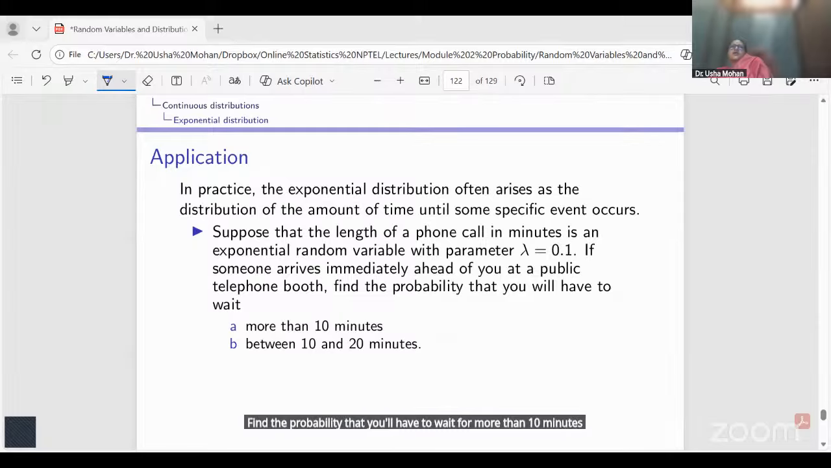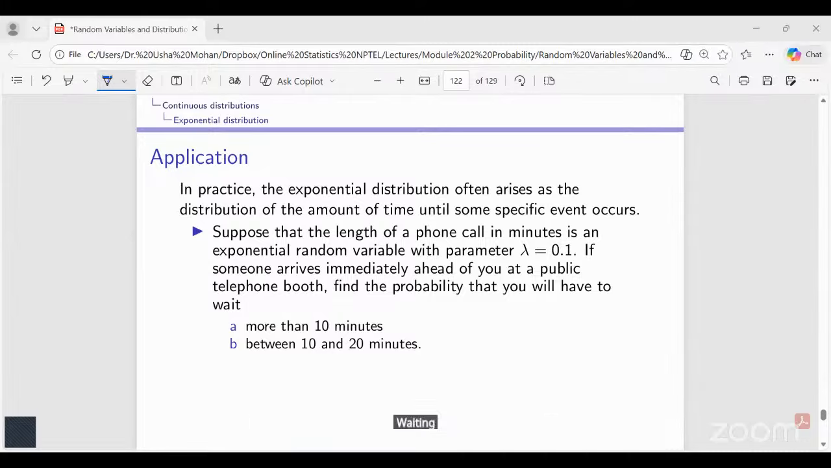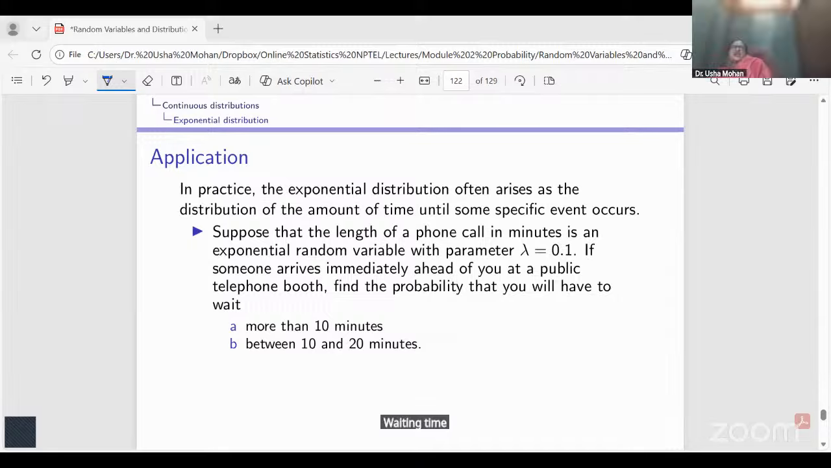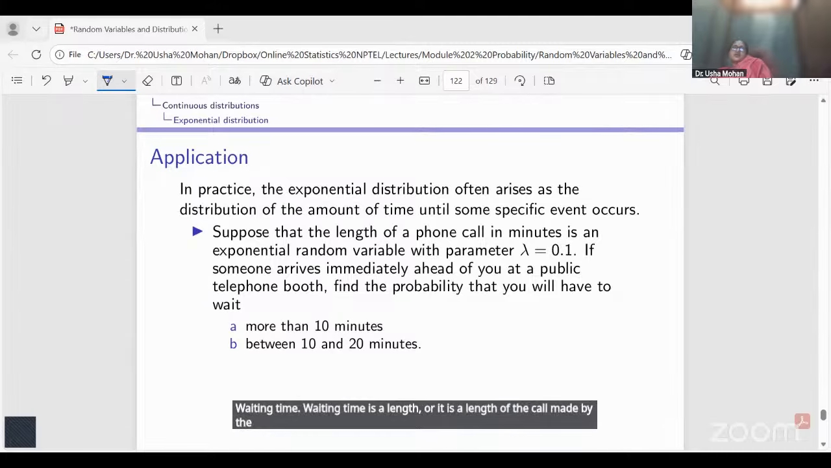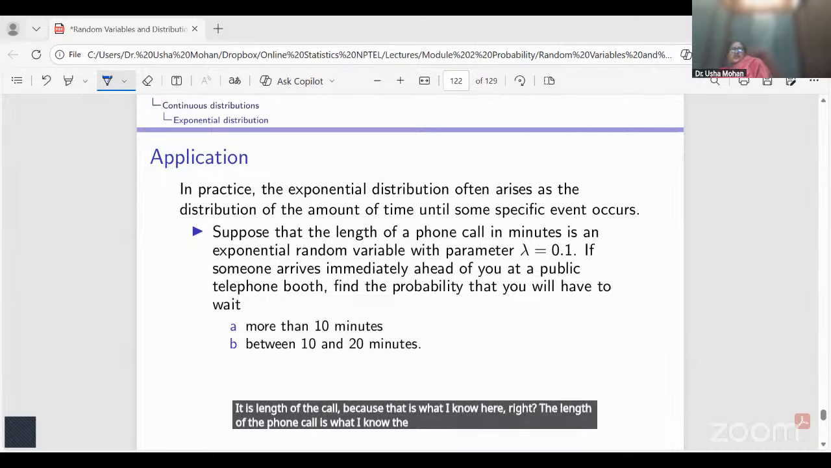First of all, what is the random variable? How would I define the random variable here? What is x here? Waiting time. Waiting time is the length of the call made by the person. It is the length of the call, because that is what I know here, right? The length of the phone call is what I know the distribution for.